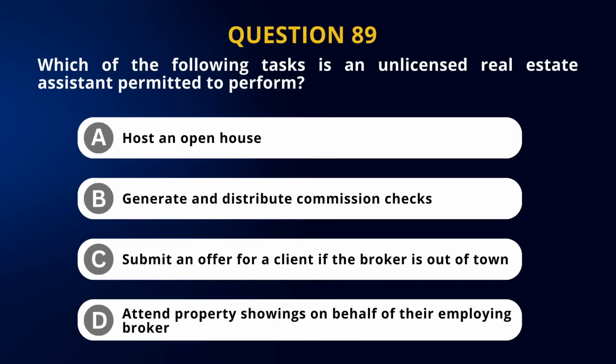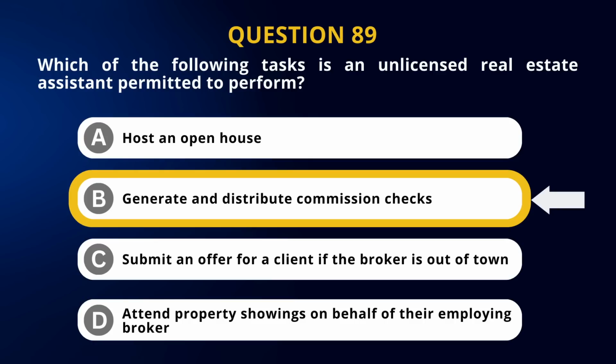Question number 89. Which of the following tasks is an unlicensed real estate assistant permitted to perform? Letter A, host an open house. Letter B, generate and distribute commission checks. Letter C, submit an offer for a client if the broker is out of town. Letter D, attend property showings on behalf of their employing broker. And the answer is letter B, to generate and distribute commission checks.